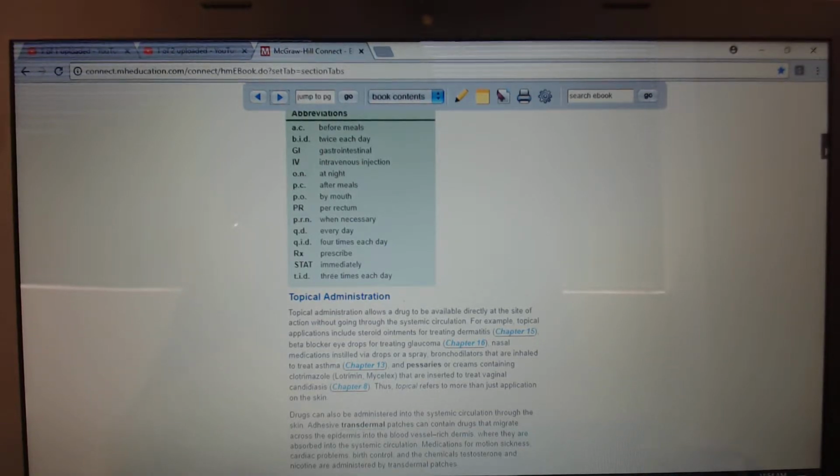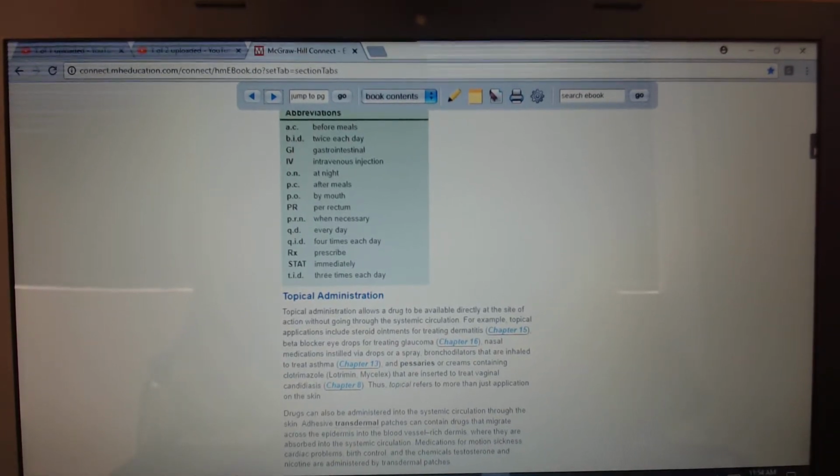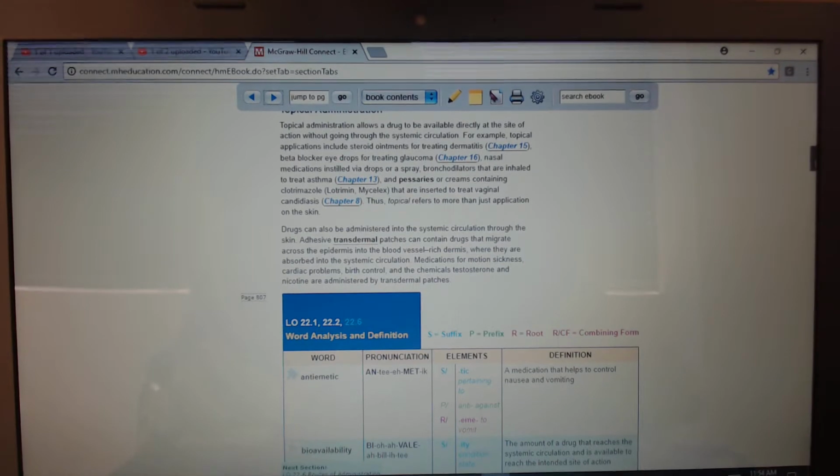We also have topical medications. Topical medications, of course, are going to be put on the skin. Steroid medications for treating dermatitis, as it mentions. Hydrocortisone medications that you might put on an itch, something that bit you and it's itching.